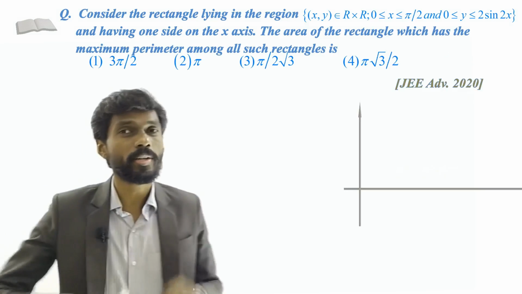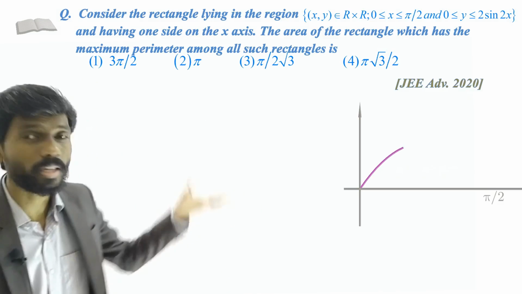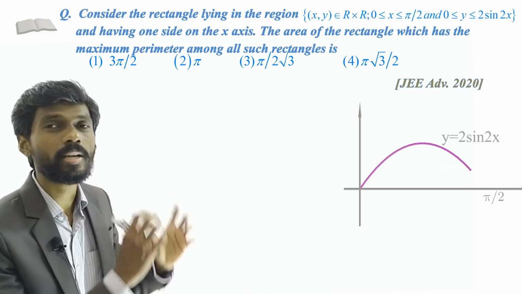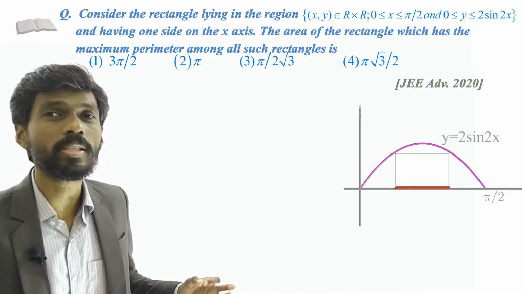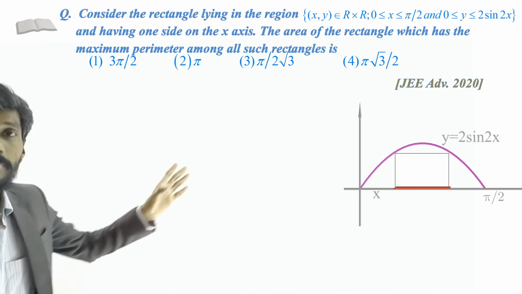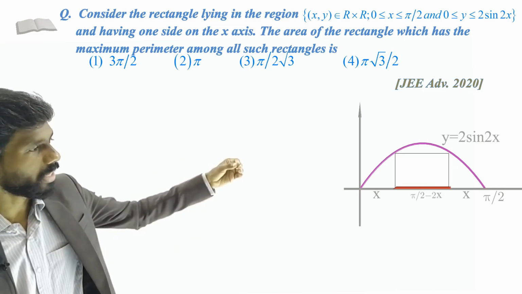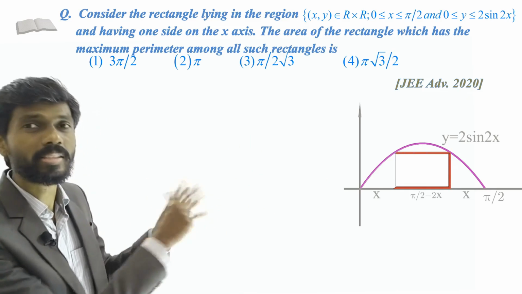Here we have a rectangle drawn inside a region where x lies between 0 and pi by 2 and y lies between 0 and the curve 2 sine 2x. So this rectangle should have maximum perimeter. So let us find the perimeter of this rectangle and find its maximum value. Let us take one of these vertices on the x-axis to be at a distance x from the origin. Similarly, the other vertex on the x-axis is at the same distance x from pi by 2, because by symmetry both these lengths are equal.